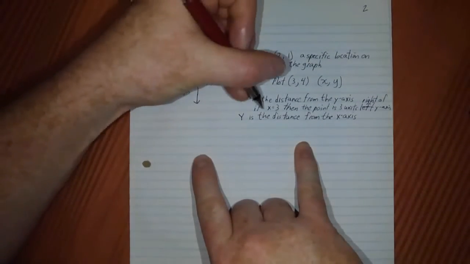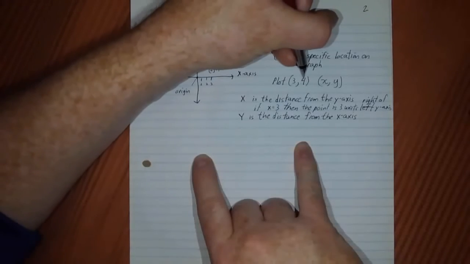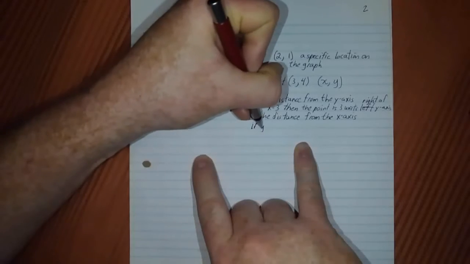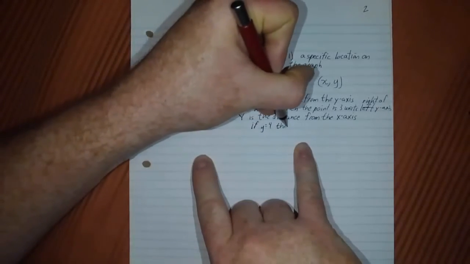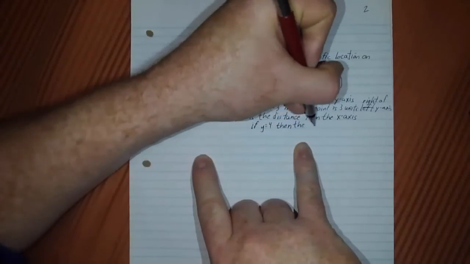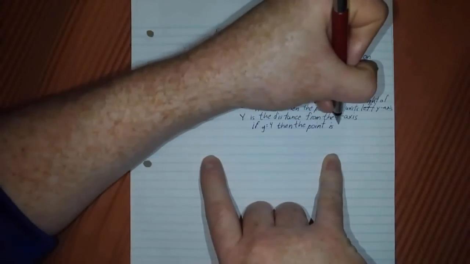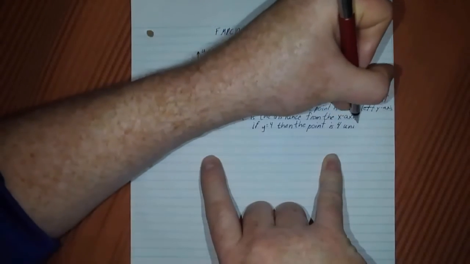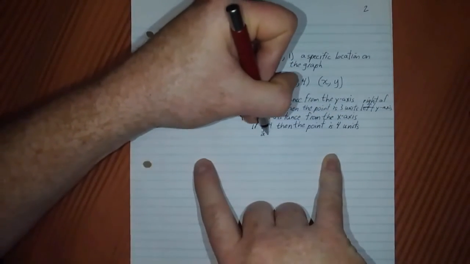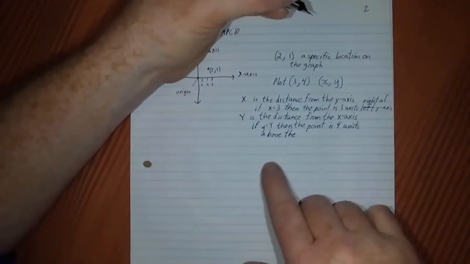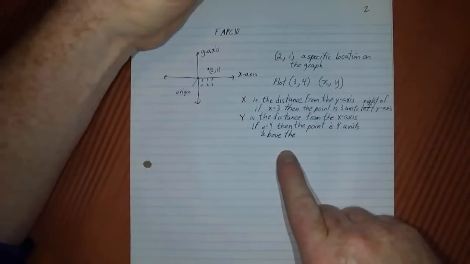Of the y-axis. Okay. If y equals 4, I'm sorry. Then the point is 4 units above the x-axis.